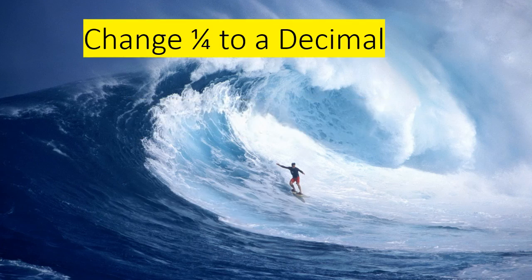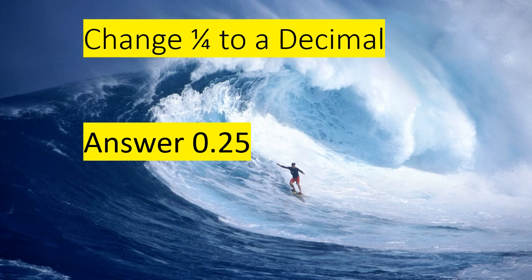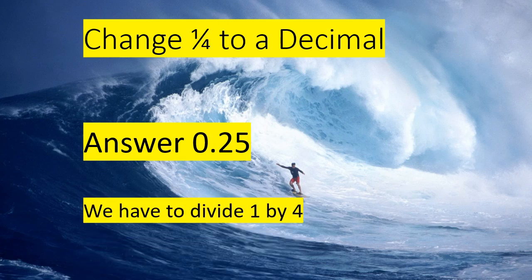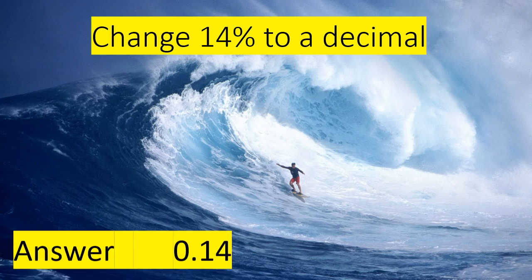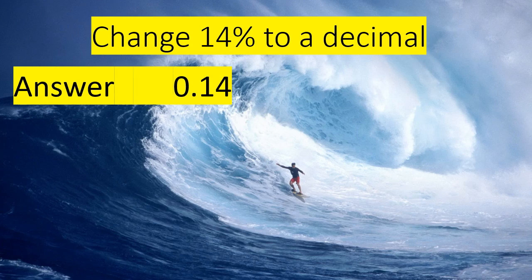Next one. So to change a quarter to a decimal, or 1 by 4 to a decimal. So I'm going to give you the answer now. Change 14% to a decimal. And I'm going to give you the answer now. The answer is 0.14.